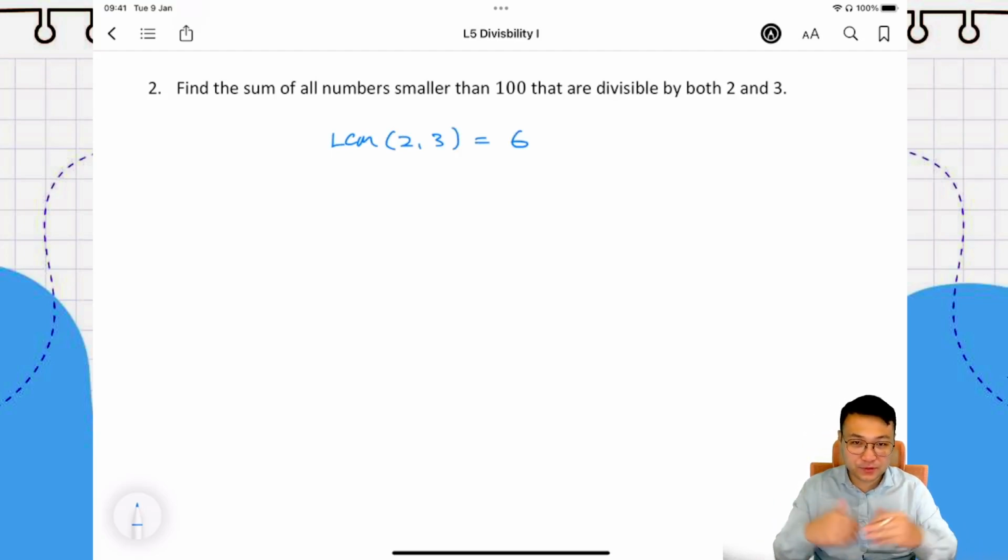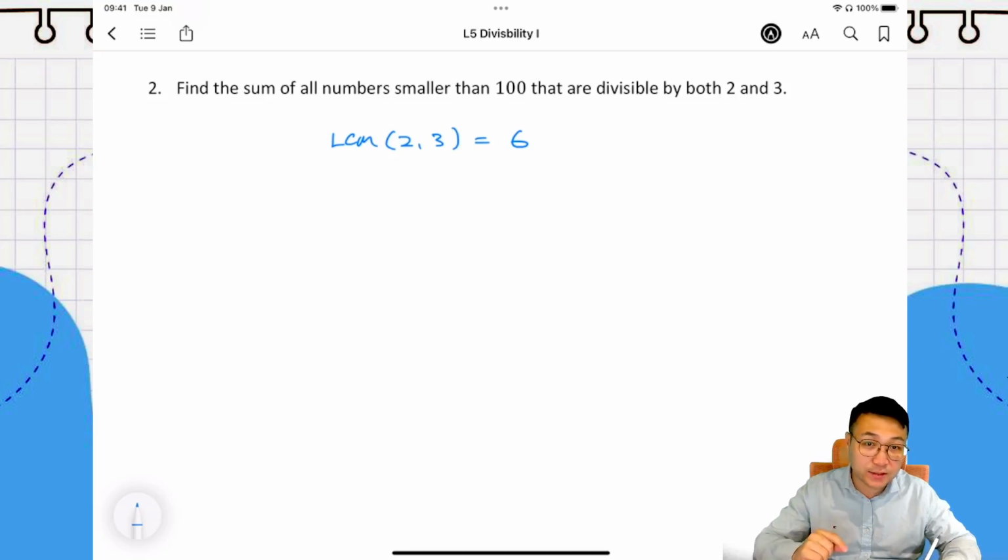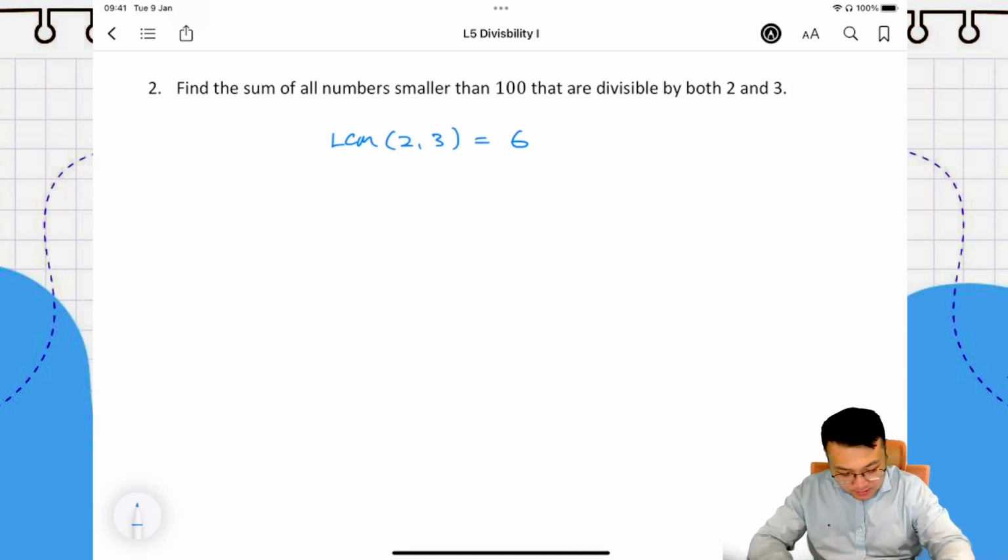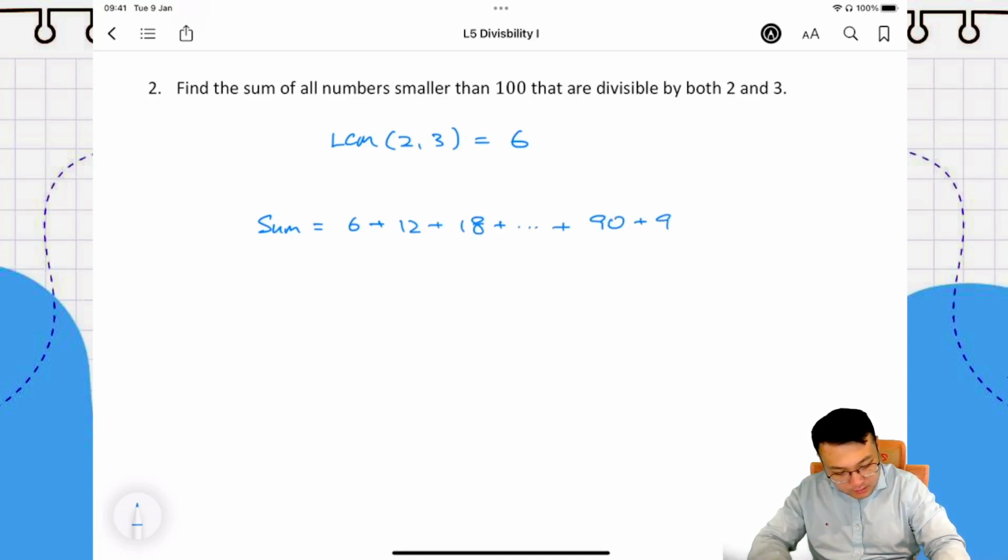So literally, what are you referring to here? We are referring to the multiples of 6. Any multiple of 6 can be divided by 2 and 3. So students, basically they're just trying to tell you, find the sum of all the multiples of 6 smaller than 100. Okay, what is the sum? Can you please find it? Your time starts now. Type your answer in the chat.